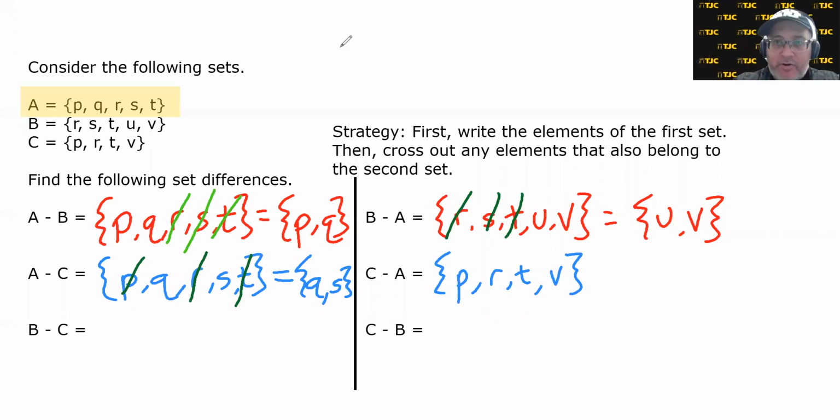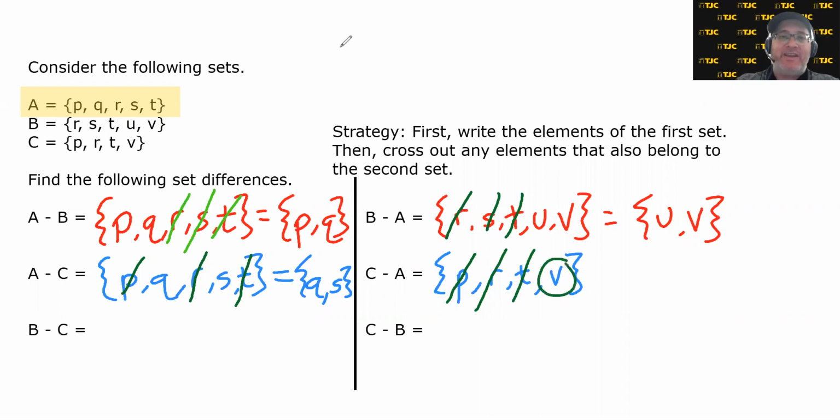All right, so we're going to cross out P because it belongs to the set that we're removing. It belongs to set A. Is the letter R in set A? Yes, it is. Since we're removing set A, we cross it out. Does the letter T belong to set A? Yes, it does. And again, since we're subtracting A, we're taking away everything that belongs to A.